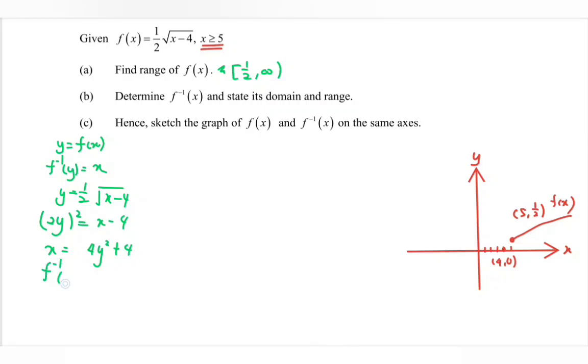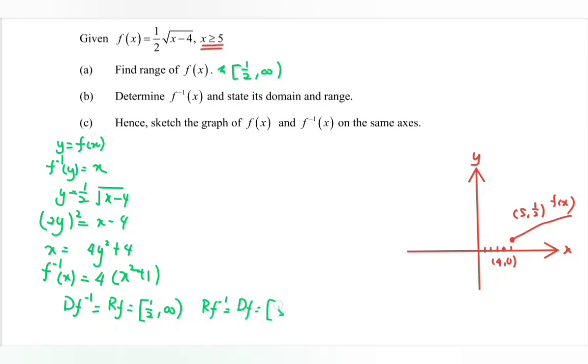So rewrite the situation: f inverse of x equals 4x squared plus 4. So the domain for the f inverse is actually the range for f. So in here we have 1 over 2 until infinity. Whereas the range for the f inverse is equal to the domain for f, where we have 5 until infinity. So that is the answer for part B.